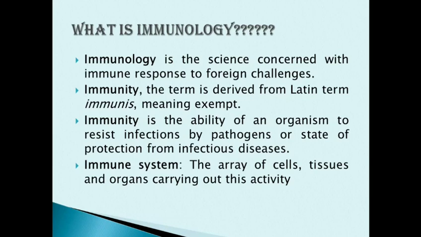Immunity is the ability of an organism to resist infection by pathogens, or the state of protection from infectious diseases. We hear from different people that one person's immunity is very low and another person's immunity is very high. So it means that the ability of a person to resist infection varies, and it depends on a number of factors. Pregnant ladies, little kids, old aged persons, people on steroid medicine, or persons suffering from some chronic infections are all known to have lesser immunity than healthy normal individuals.